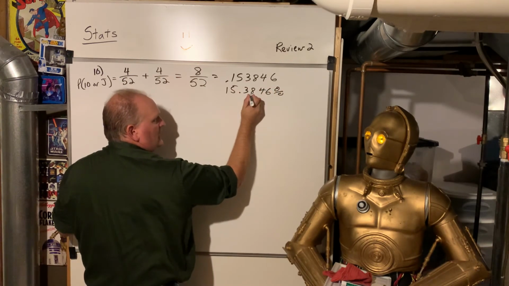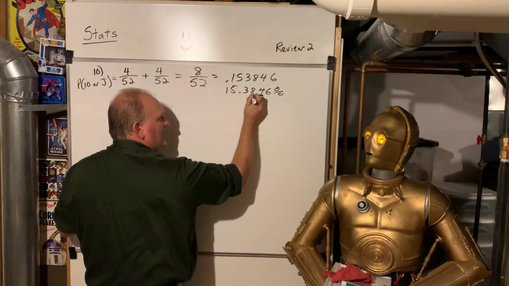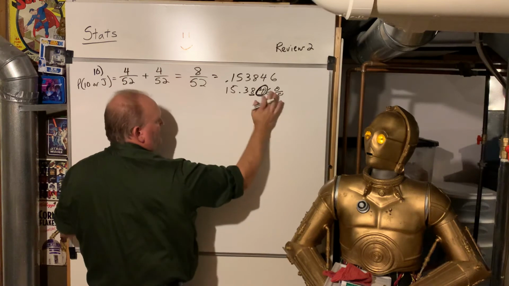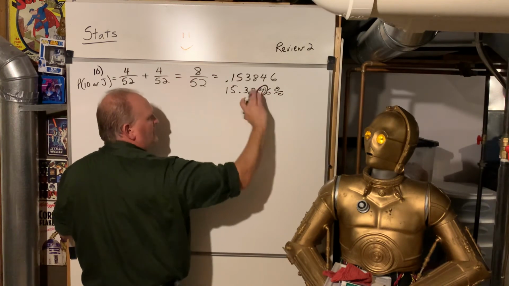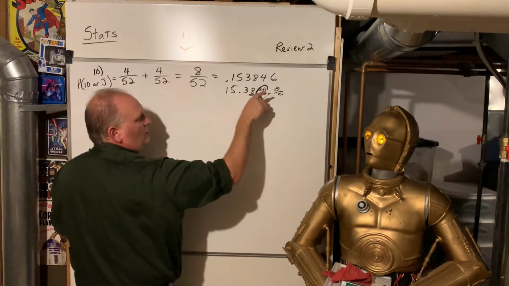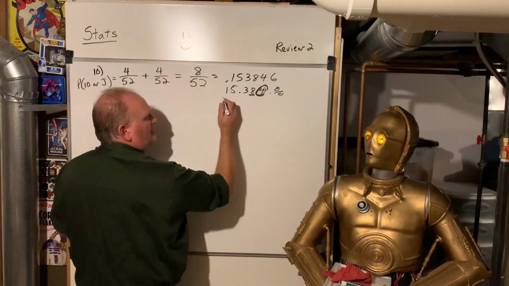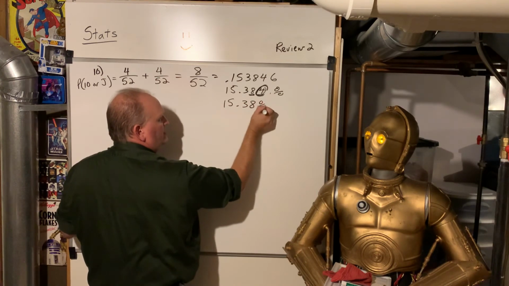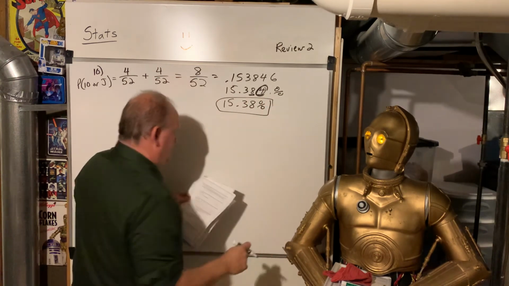So tenths, hundredths, we actually go to the thousandths place, and don't look past that. Don't make that 6 a 5 and go up like that. That's not how we do it. Just look to that one, forget everything else. And so 4 isn't enough to bump it up. So 15.38%. Okay.